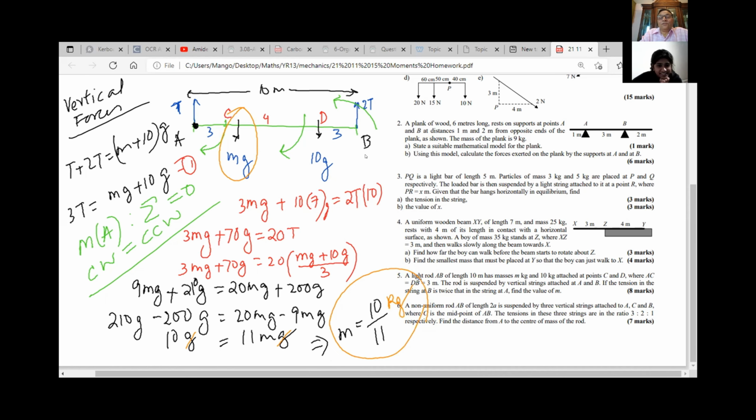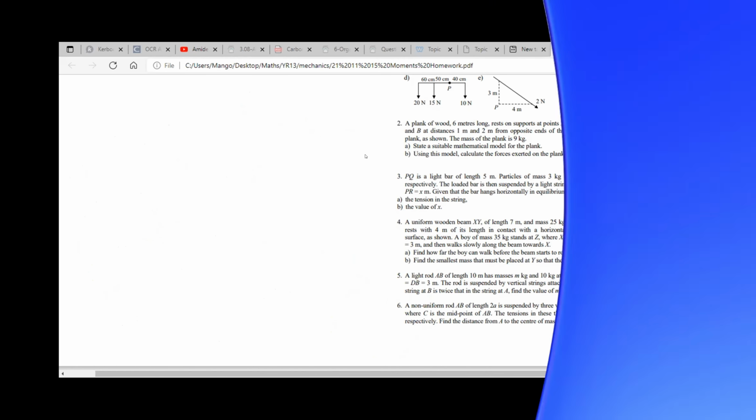We'll keep it as fractions, okay? Fractions are better: 10 over 11 kg. Perfect. So we got this. Let's do the next one, which is probably the last one now.